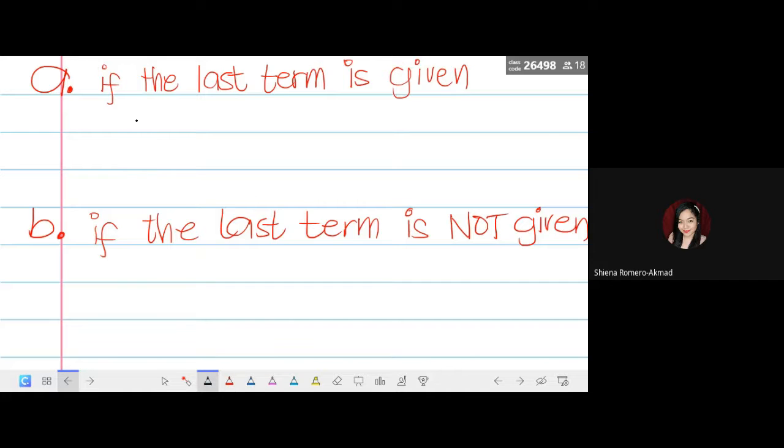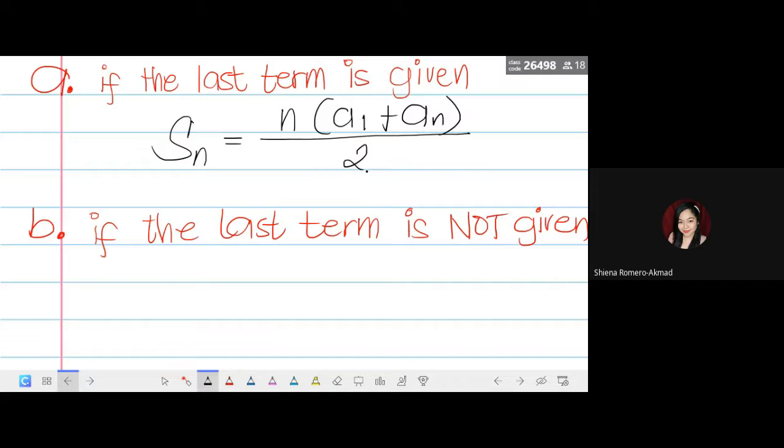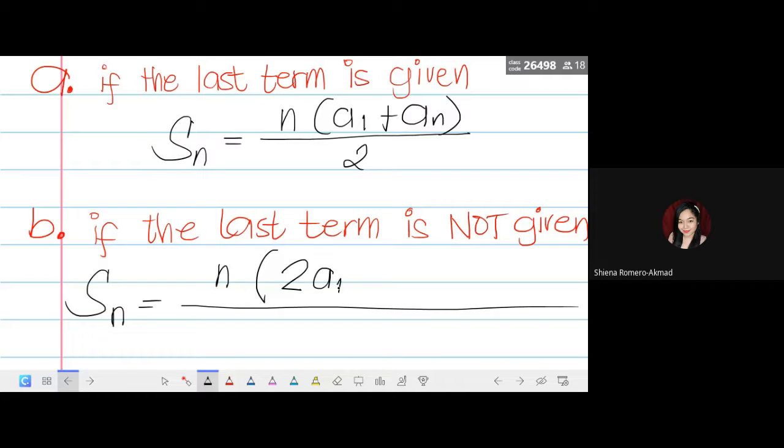So kapag given yung last term, ang formula natin is S sub n is equal to n times a sub 1 plus a sub n divided by 2. Where a sub 1 is the first term, a sub n is the last term, n is the number of terms, and s means sum. Pero kapag walang last term na binigay, ang formula na gagamitin natin is S sub n equals n times 2 a sub 1 plus n minus 1 times d divided by 2. Okay? Ano lang pinagkaiba nila? Dahil wala yung last term, nag-substitute siya ng formula. Kaya naging ganito yung formula natin. Nagkaroon ng dalawang a sub 1, tapos nagkaroon ng n minus 1 times d. Okay? Yun yung pinagkaiba nilang dalawa.